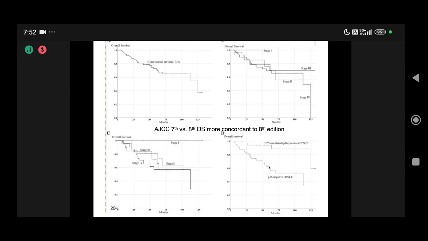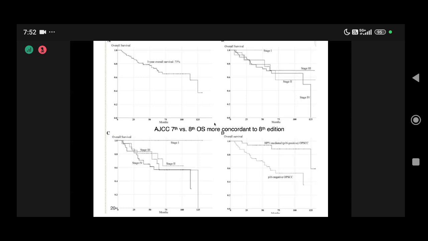And once they differentiated the P16 positive and the P16 negative, there is great separation of the overall survival curves. And similarly, the staging system also shows difference and separation if you are separating them based on the HPV positivity. So that's why 8th edition talks so much about P16 associated malignancies, and now it's a standard of care that whenever you are working up a patient of oropharyngeal cancer, a P16 IHC is a must. So make it a habit.